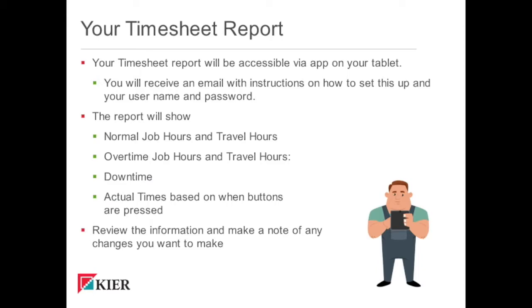The timesheet will show the hours you've recorded for working time and travel time using the button presses, and the hours that you've recorded using the timesheet form. It will also show overtime hours, travel time and downtime. You'll need to review the timesheet by Monday and check for errors. Then it's your responsibility to get the changes made.